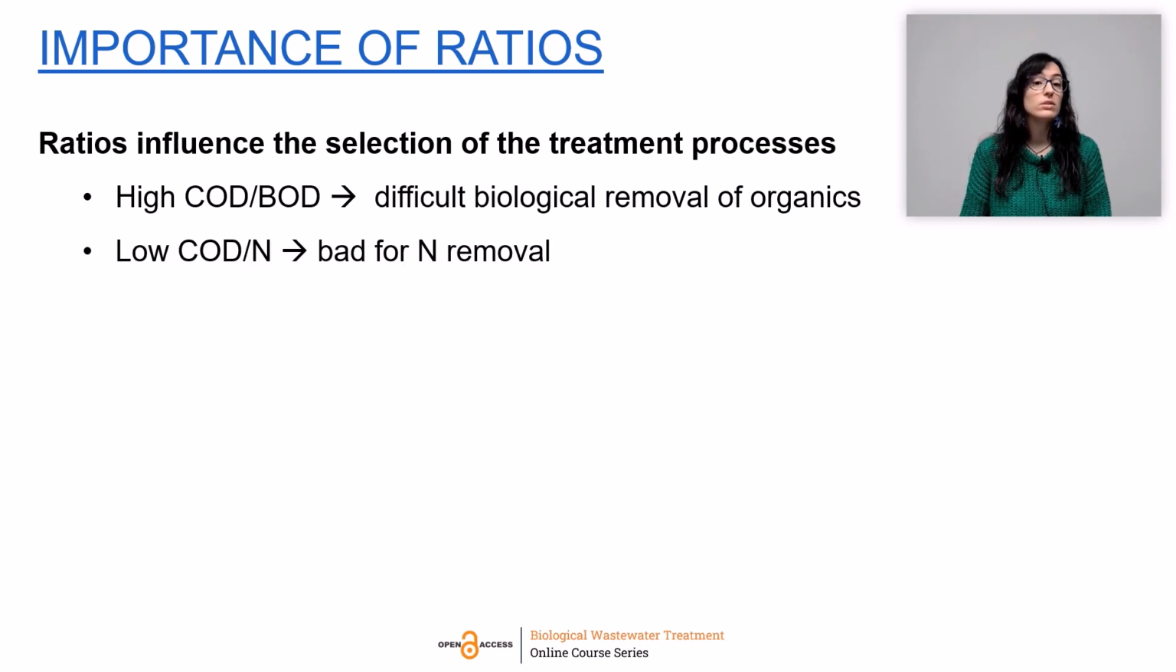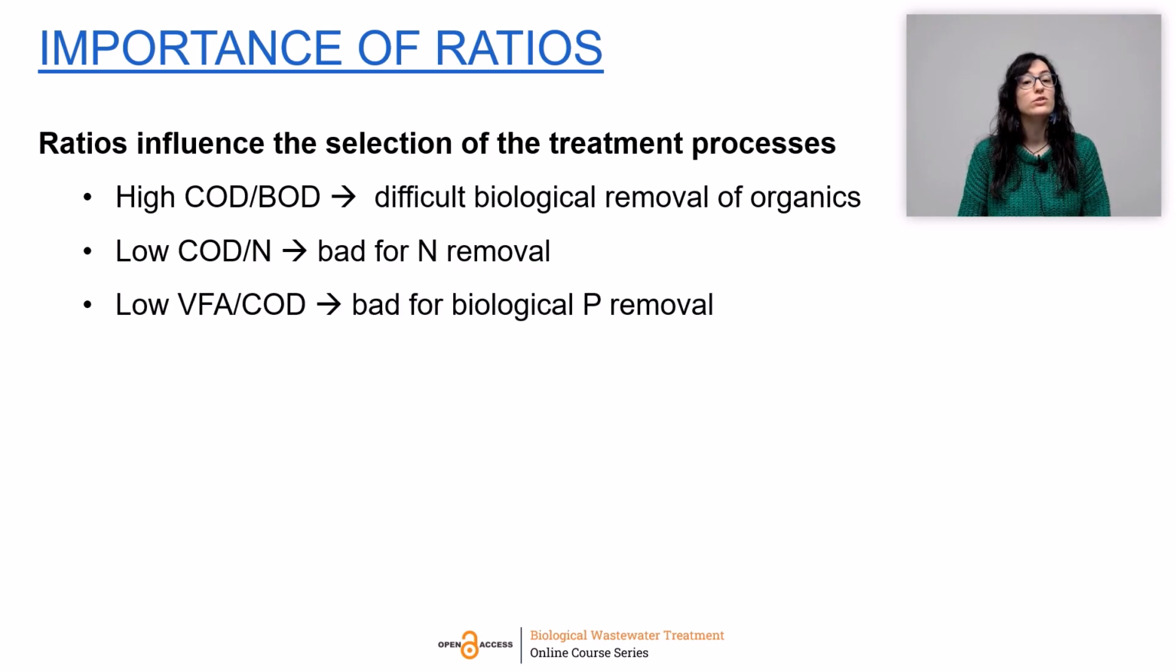Another example is the COD to nitrogen ratio. We know that if the value is too low, there will probably be carbon source limitations for denitrification, and thus low nitrogen removal efficiencies in the plant. We can use this ratio as a way to identify, for example, if we need to add an external carbon source to ensure good nitrogen removal.